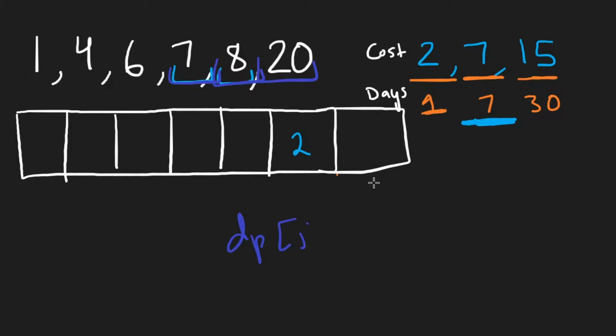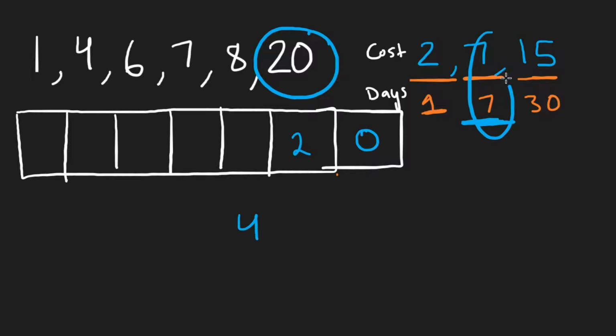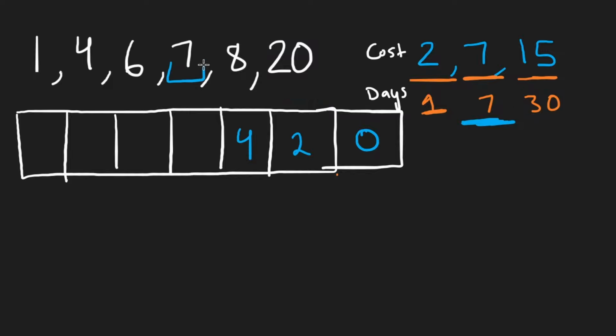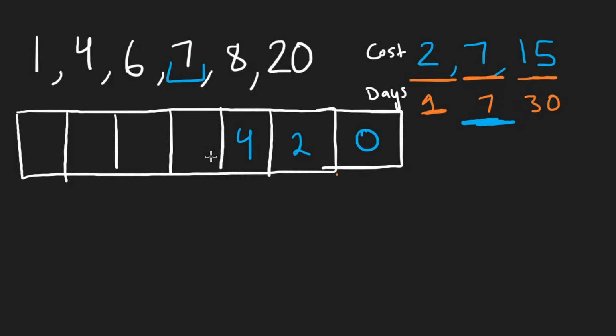So very quickly, to do a dry run now, I'm here. I could do the 1-day pass, which will be 2 plus the subproblem here. That's going to be 4. I could do the 7-day pass, but 7 is already more. I could do the 30-day pass, but that's already more than what we have. So 4 is the value here. Once again, I could do the 1-day pass, which is 2 plus this, which is 6. Or I could do the 7-day pass, that's already more. And 30-day, that's already more. So I stick with the 1-day pass.